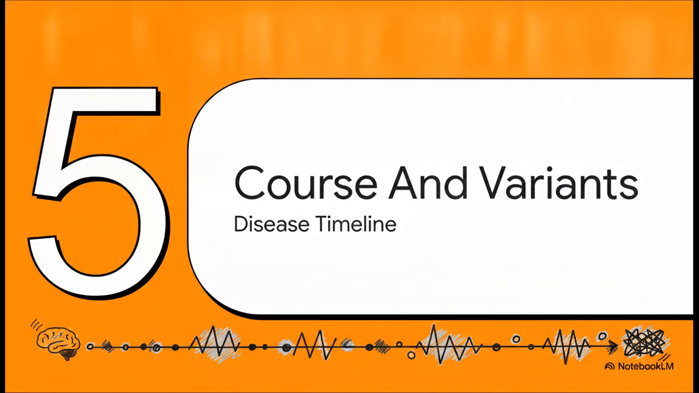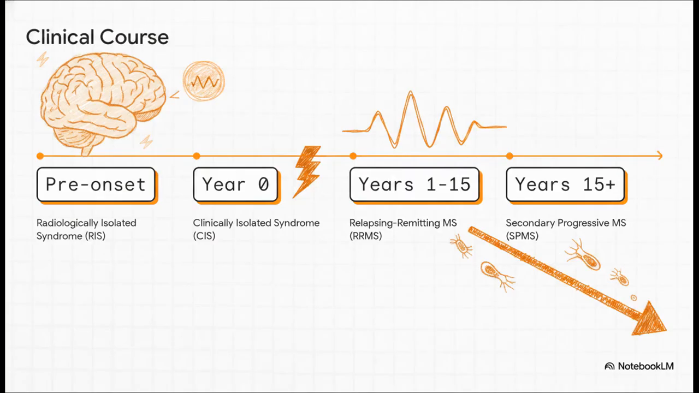Okay, Section 5, Disease Course and Variants. Let's look at the timeline. Let's draw a timeline right across the board. It actually starts years before the very first symptom, with radiologically isolated syndrome. These are just incidental MRI findings in a totally asymptomatic patient.